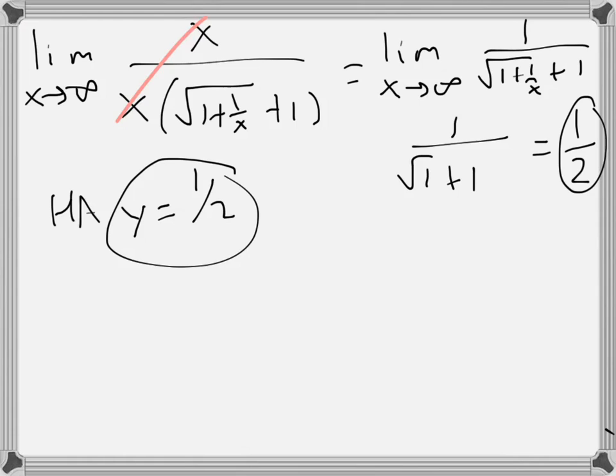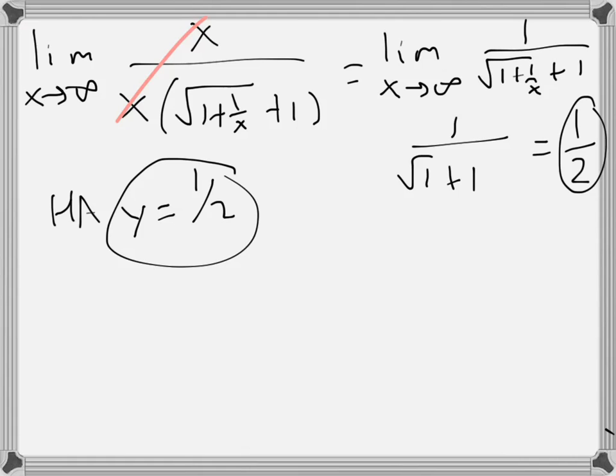On the next slide, I factor that x out, and I can cancel those x's, and now I can take the limit. Whether this had been infinity or minus infinity, the 1 over x is going to go to 0, and you're going to get 1 over the square root of 1 plus 1. So that's 1/2. So that's my horizontal asymptote at either end.